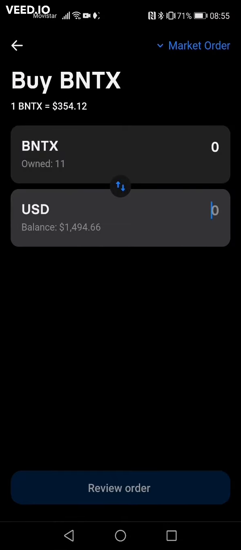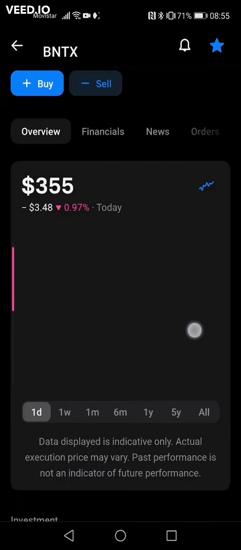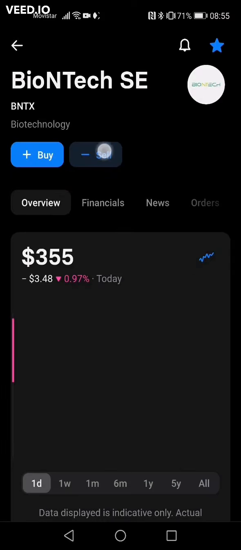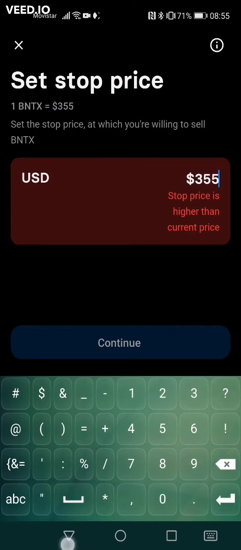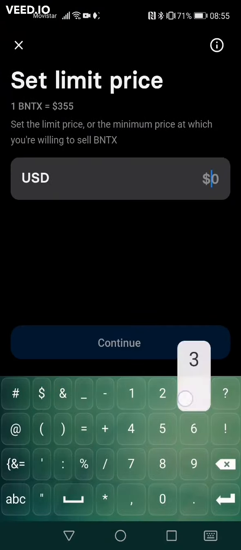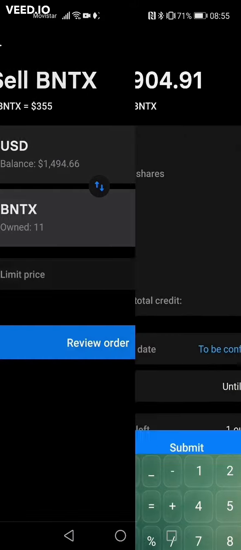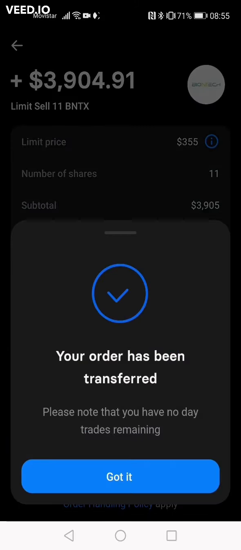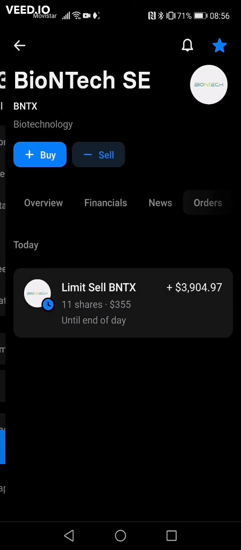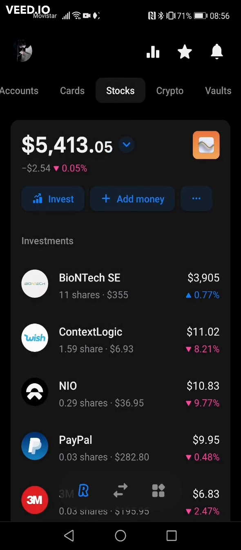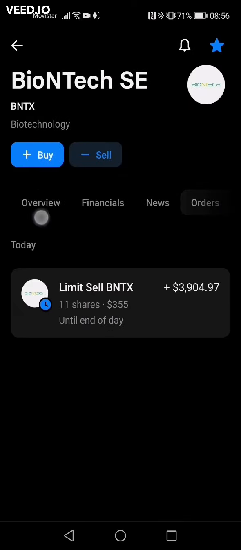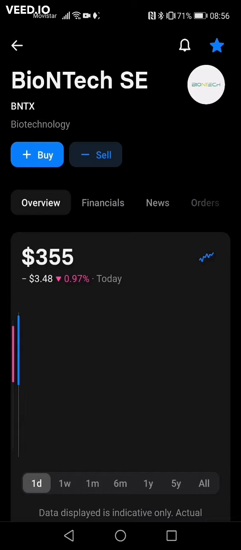I'm still planning to buy a bit more, but really it's not moving anywhere. Maybe now. Oh yes, finally it started to breach the 355. So I'm going to submit a limit order, not a stop price, for this price, because at this price I can get some profit, and the order has been transferred. Now I only have to wait for the price to cross this price. It's quite funny because it's exactly 355, but it has to cross this price. So just one tick from profit. I really hope that it will move in my favor.